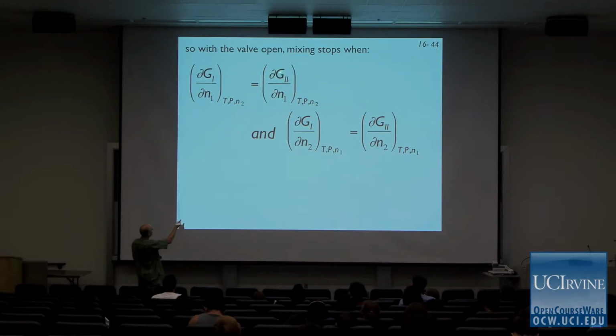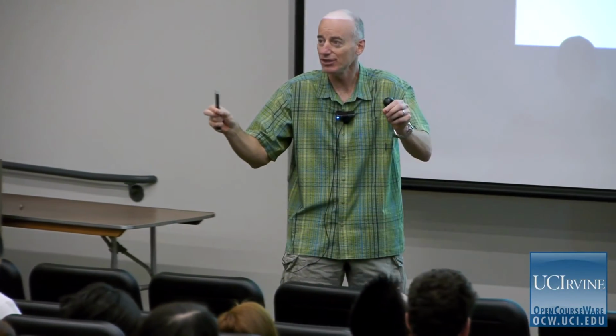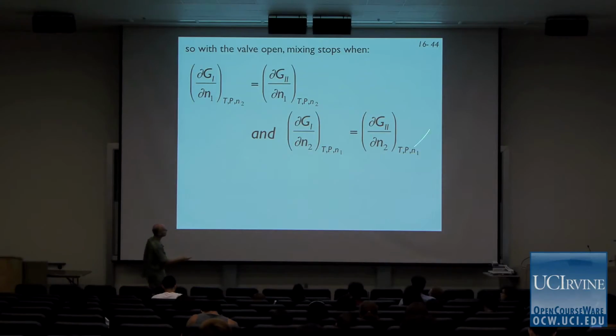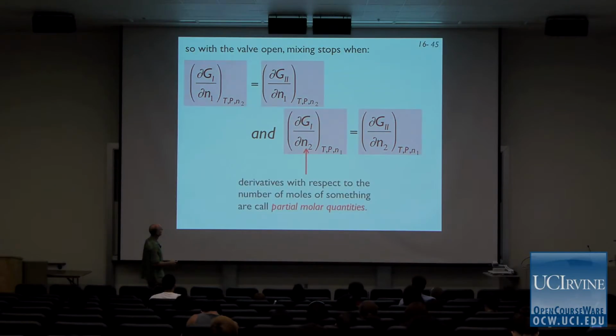The derivative of the Gibbs function with respect to hydrogen has to be the same on the two sides. The derivative of the Gibbs energy with respect to this component, hydrogen, and the same thing has to be true for deuterium, before we're at equilibrium. So this thing is somehow important.